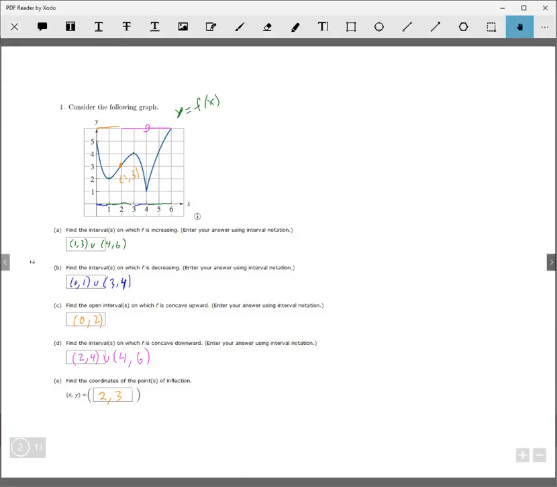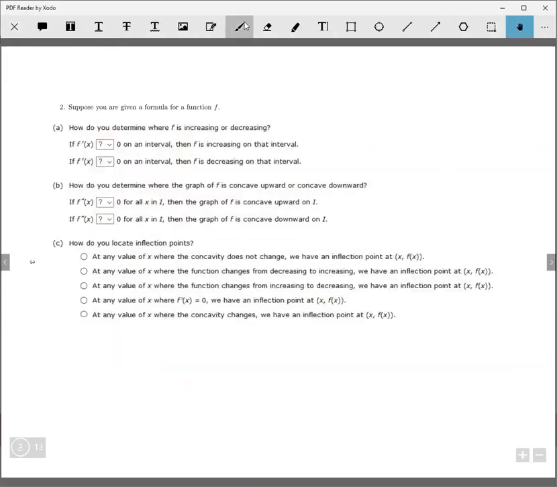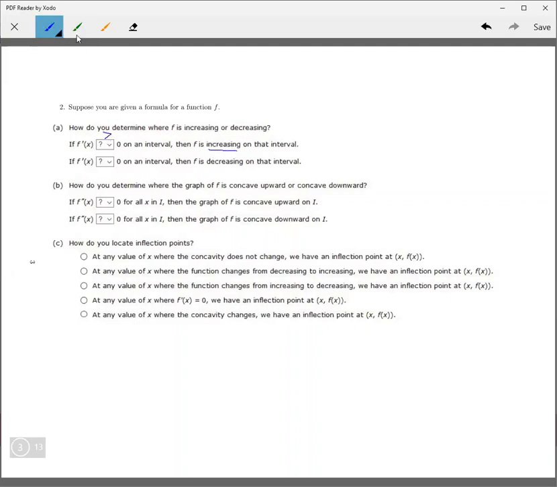Okay, let's move along to the next exercise. Number 2: suppose you are given a formula for a function f. How do you determine where f is increasing or decreasing? We talked about that before. Increasing means that the first derivative is positive, and decreasing means the first derivative is negative, or less than 0. Greater than 0, less than 0.